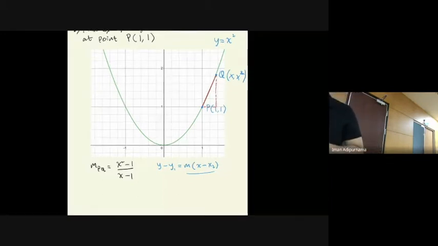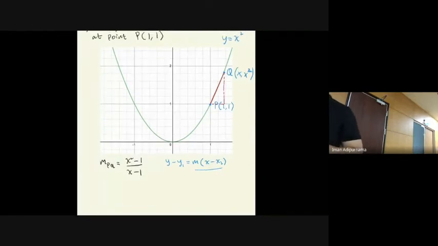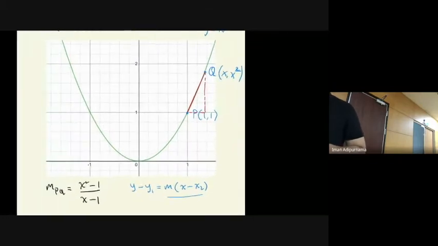To understand the concept of limit and how it relates to the tangent, imagine this point Q here. This Q point will be moving through here, here, here, because what you want to know is the tangent.